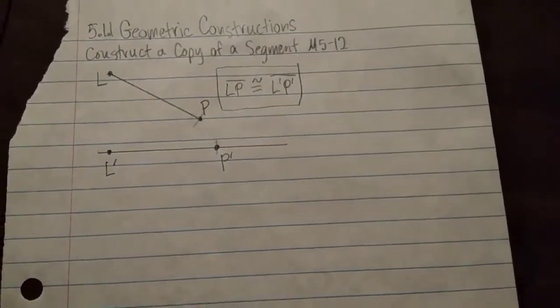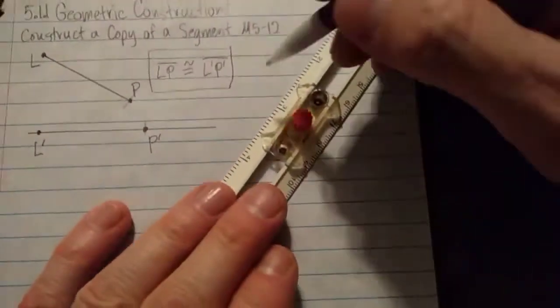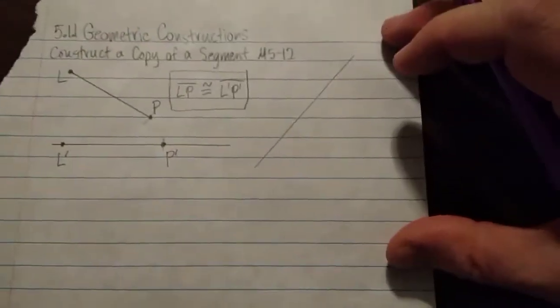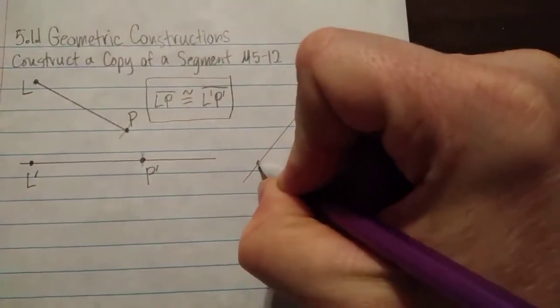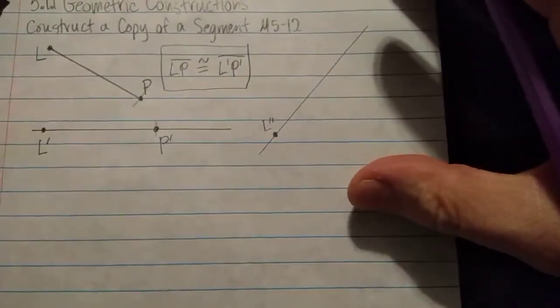Now I'm going to show you how to do it using just the safety compass. So again, I'm going to start with a line longer than I need. And it doesn't have to be exactly horizontal. Again, I'm going to put L, but this I'm going to call it L double prime because this is the second copy that I'm making.